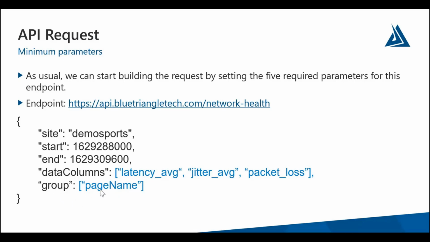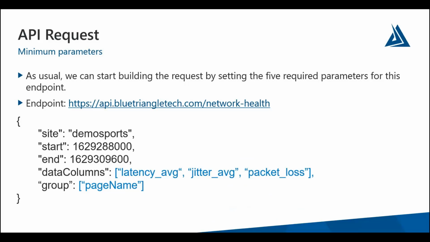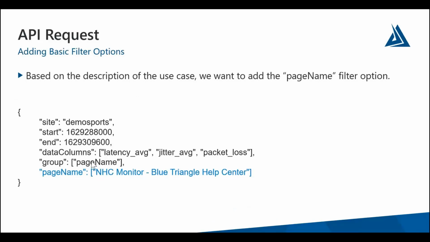Now for the group by, we're going to group by page name because we basically only want to see one result. So we're just going to group it by the one page name. And now the missing piece here is the filter option that says only show us data for this particular page name. And so that's going to look like this. So we have all of our required information.